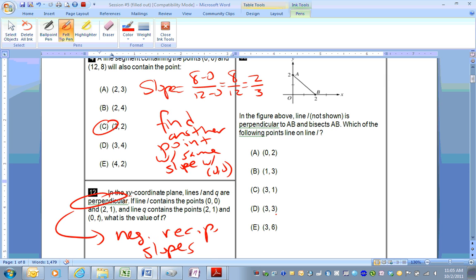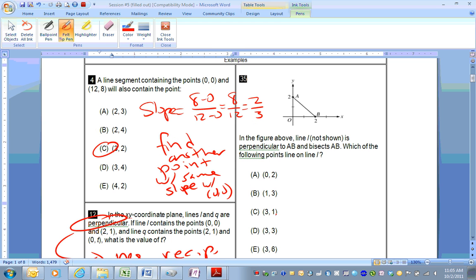35. So you want perpendicular, and you want to bisect. What does bisect mean? Cut in half, right? So we want that. What do you think that point is right there? So what other point will fall on that line? I think that's pretty obvious.